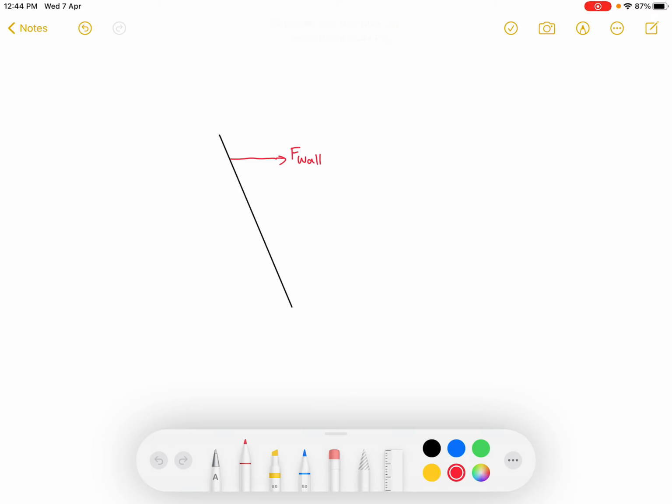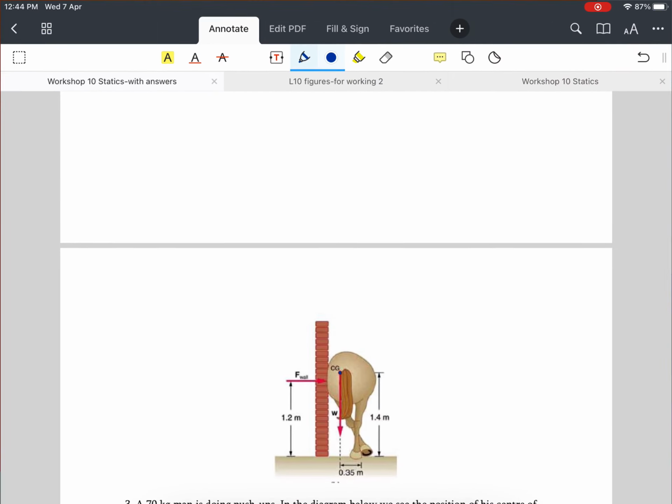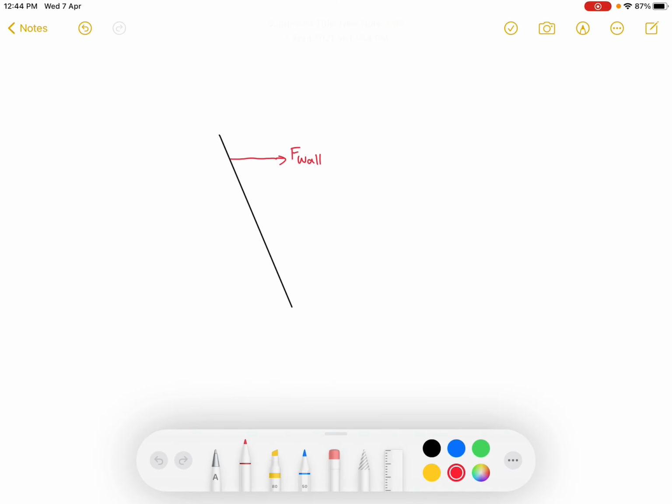So notice how the weight force is located higher compared to the wall. You see how the center of mass point is higher relative to the normal force provided by the wall. So when I draw my free body diagram, I put my weight force higher relative to the point of the support force acting on the horse by the wall.